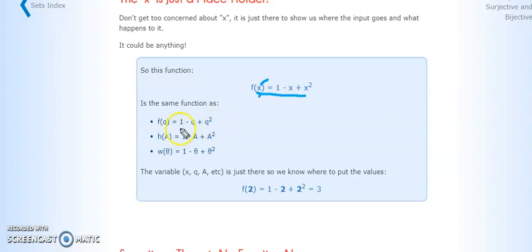So here you can see f of a is given by this, f of capital A will be this, f of theta will be this. Whatever you put, we don't care. So for f of 2, in place of x, we replace whatever it is. So 1 is there, so this will be 1 only.